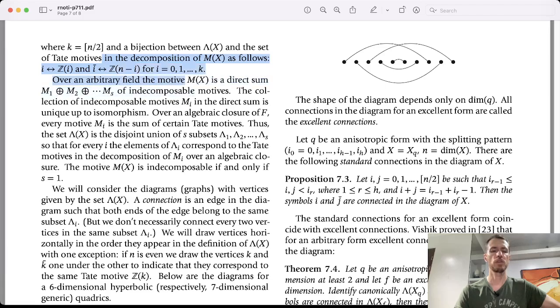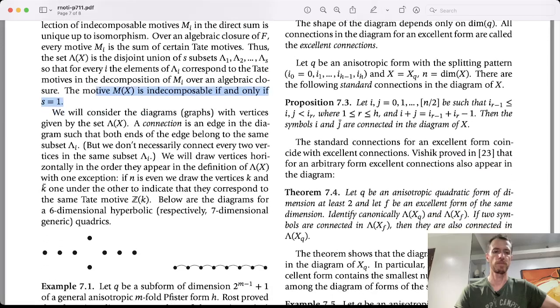Over an arbitrary field, the motive of X is a direct sum big M1 direct sum big MS of indecomposable motives. The collection of indecomposable motives, big Mi, in the direct sum is unique up to isomorphism. Over an algebraic closure of big F, every motive big Mi is the sum of certain Tate motives. Thus, the set big lambda of X is the disjoint union of S subsets big lambda 1 to big lambda S, so that for every I, the elements of big lambda I correspond to the Tate motives in the decomposition of big Mi over an algebraic closure. The motive of X is indecomposable if and only if S equals 1.